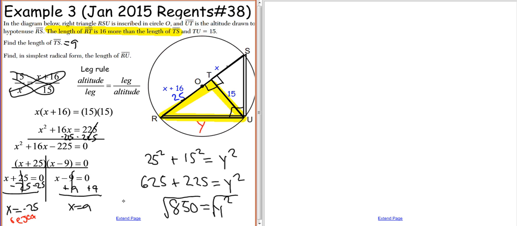Now go back to the question. You have to give your answer in simplest radical form. It's got to be in simplest radical form, so we have to break this radical down. Now don't look too far for the perfect square. Here's what I mean by that. Remember how we got this 850? Think about that. How did we get this 850?